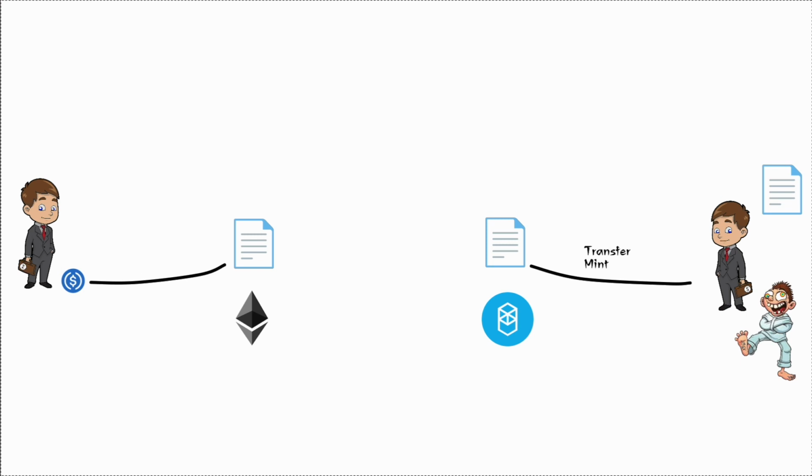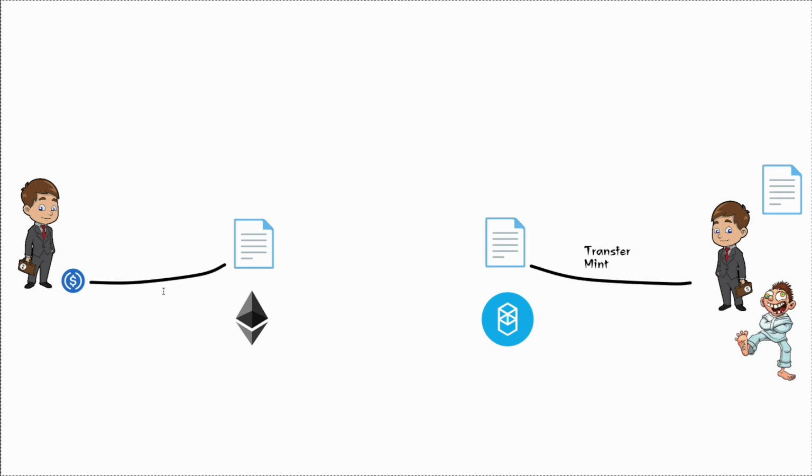Okay. So let's say Dollar Bill wants to send some USDC to his brother on a different blockchain, or he even wants to send that USDC to some smart contract on another blockchain.